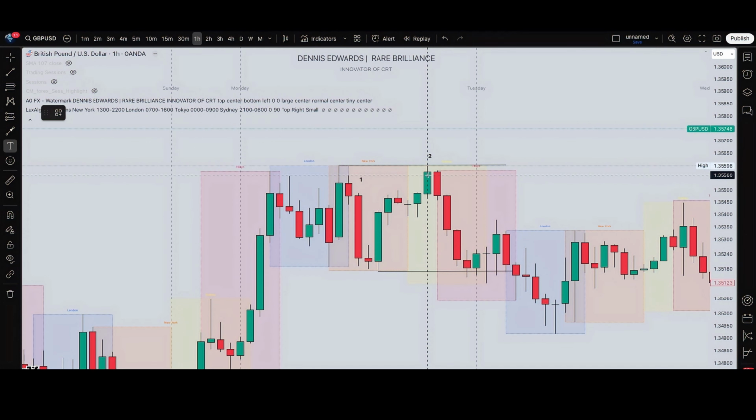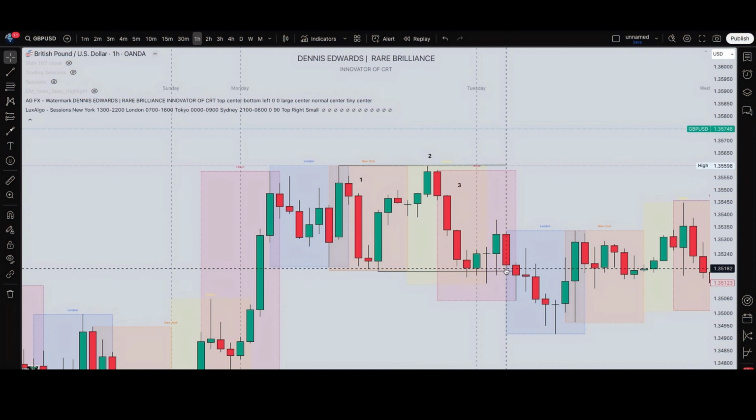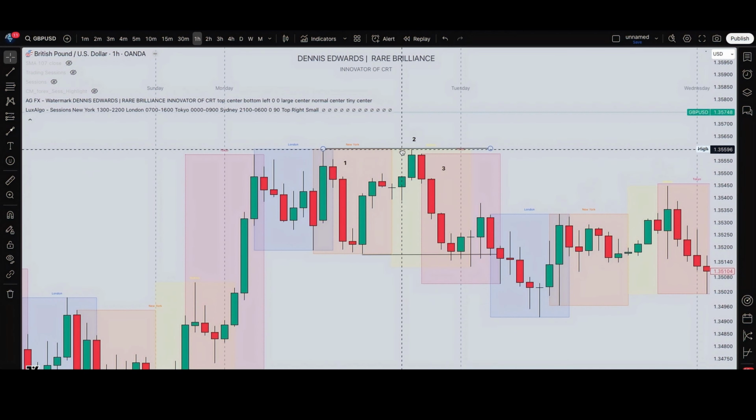Okay. So your goal here is to always look for peak manipulation, which was price tried to come up. It failed, but it still came up a little bit. Then it began to close back into this range. And now you have your new distribution forming. Okay. And now with that, you got your 1, 2, 3.